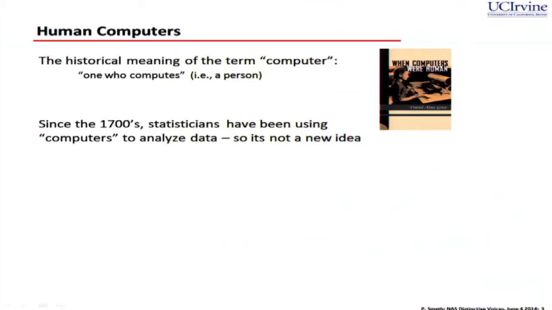It's interesting if we think about the word computer, if we go look it up. The historical meaning of this word is not a machine, it's a person who computes. And so it's interesting, if you go back to the 1700s, mathematicians and statisticians were looking at data, trying to fit models to data. They had equations, they had data, they wanted to figure out what the coefficients were, and they would hire computers, people, to help them do this. There's a history of this. So in some sense, big data is not a new idea at all.